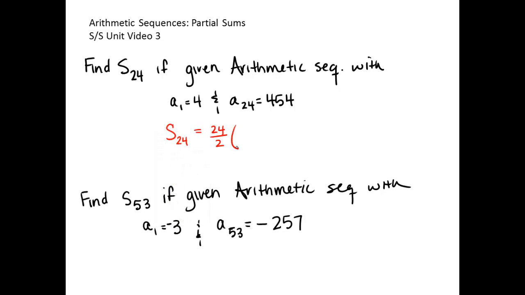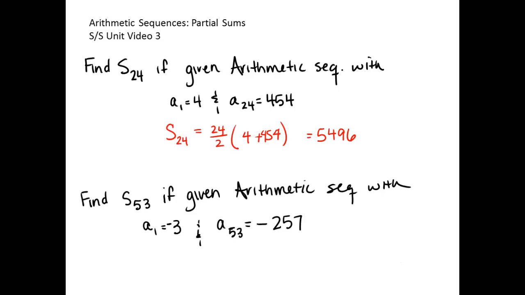24 divided by 2 times 4 plus 454. Oops, I got carried away with my numbers there. Okay, so I simply have to evaluate that in my calculator. I'm going to give you a second to go ahead and try to evaluate that on your own. Careful with the parentheses and such. And you could do a little simplifying beforehand, like calling that 12. And my answer for summing in this sequence the numbers between the first and the 24th terms is 5,496.